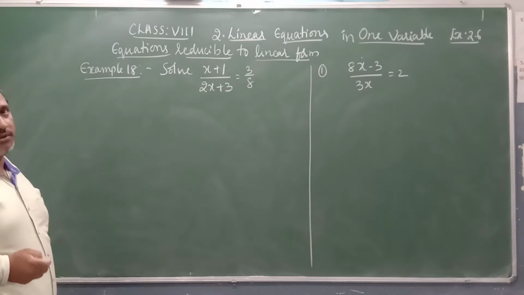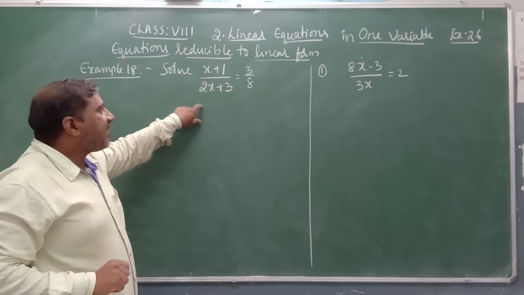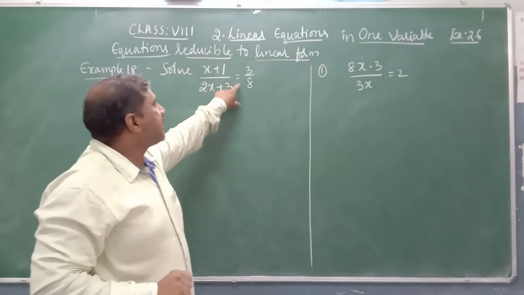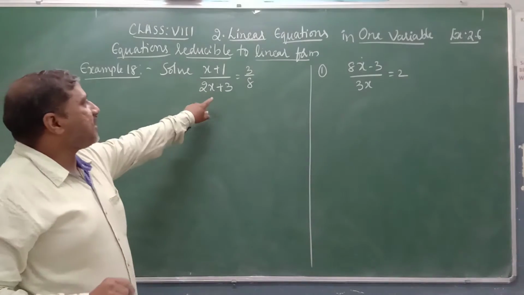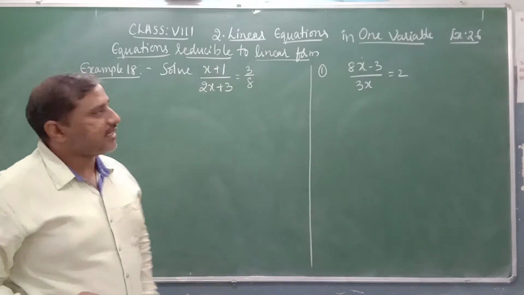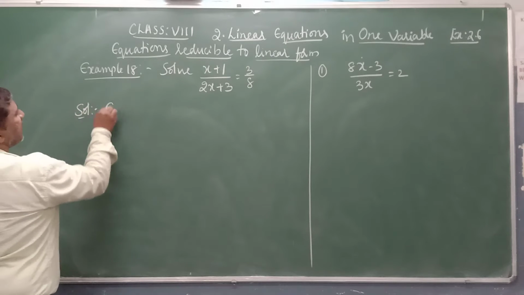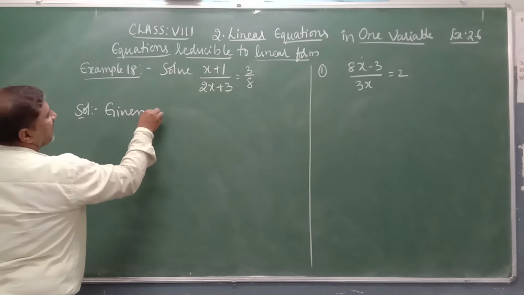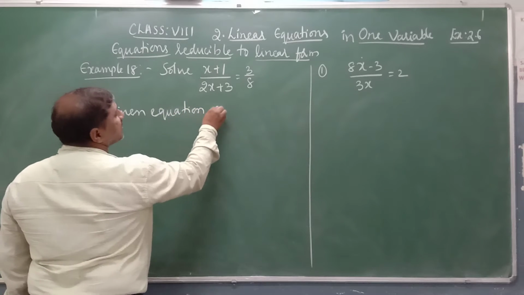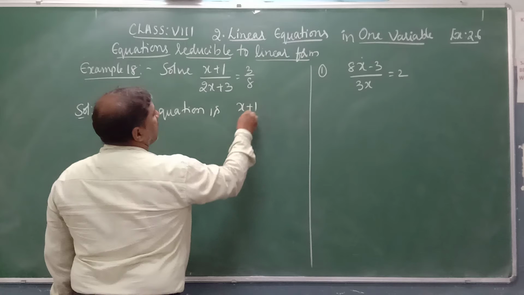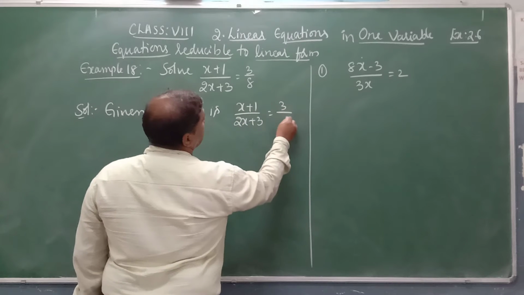See here an example. Example 18. Solve (x plus 1) divided by (2x plus 3) is equal to 3 by 8. (x plus 1) divided by (2x plus 3) is equal to 3 by 8 is the equation. We need to solve it. Yes, right. The given equation is (x plus 1) divided by (2x plus 3) is equal to 3 by 8.